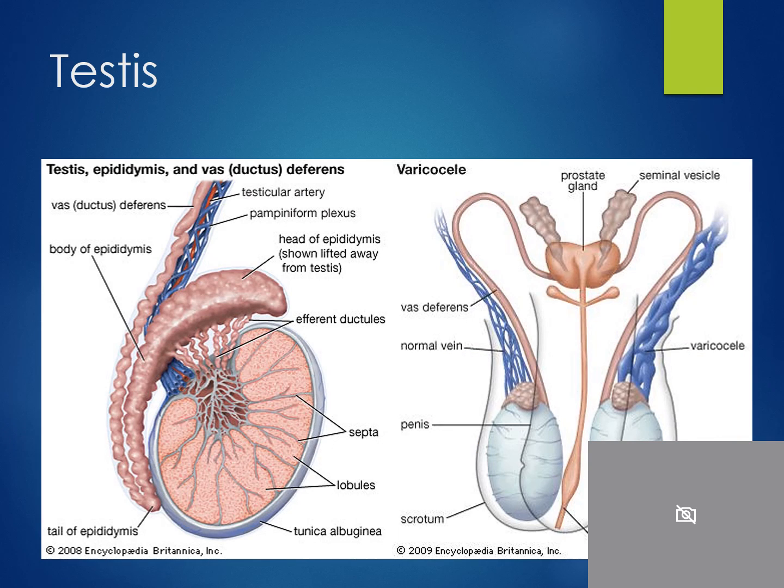Now the testes. These are ovoid testes suspended in the scrotum by the spermatic cord. Now the testes produce sperms, or the spermatozoa, and hormones called testosterone. The sperms are formed in what we call the seminiferous tubules, and those seminiferous tubules are joined by the straight tubules to the rete testis.